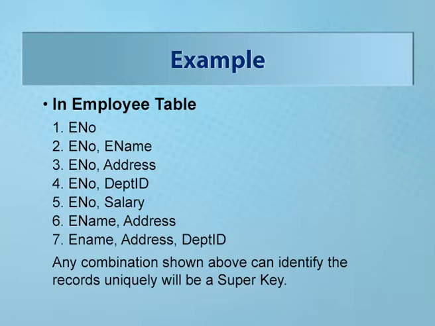Likewise, we defined 7 sets. This complete set is called the super key set, which is the superset of all the keys, and any combination shown above that can identify the records uniquely is a super key. Please remember this so that we can carry on forward, because we will be using the super key keyword in the other discussions also.